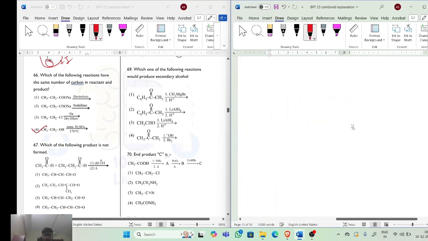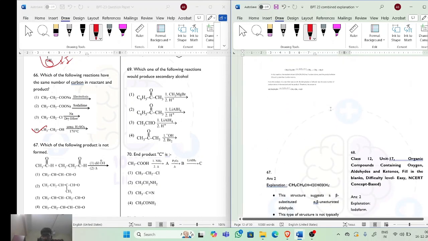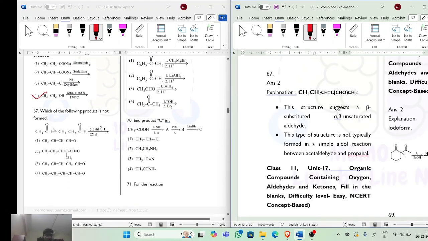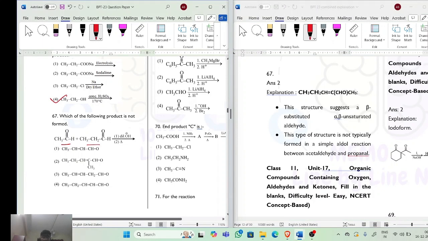Now question number 67. Question number 67 is also very easy. Which of the following is not the product formed? Here we are given compound 1 and compound 2, with dilute NaOH in presence of heat. So clearly this is aldol condensation reaction, and more precisely it will be cross aldol condensation.